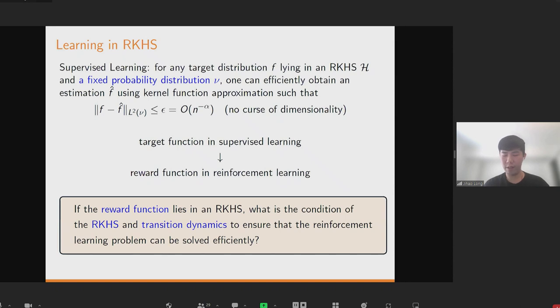Notice that the sample complexity of the supervised learning problem does not suffer from the curse of dimensionality. In reinforcement learning, the reward function plays a similar role to the target function in supervised learning. This motivates us to study a more concrete question: if the reward function lies in an architecture, what is the condition on the architecture and the transition probability to ensure that the reinforcement learning problem can be solved efficiently?